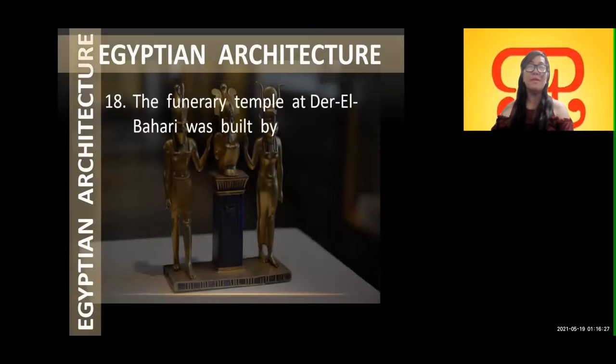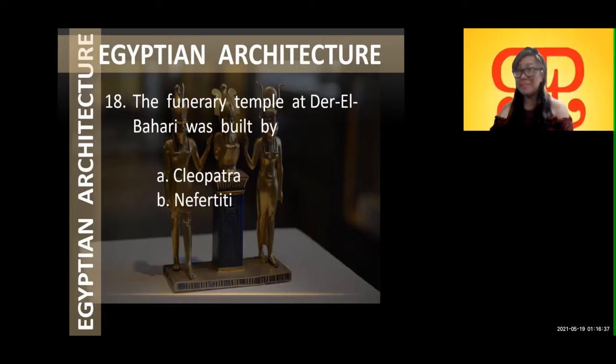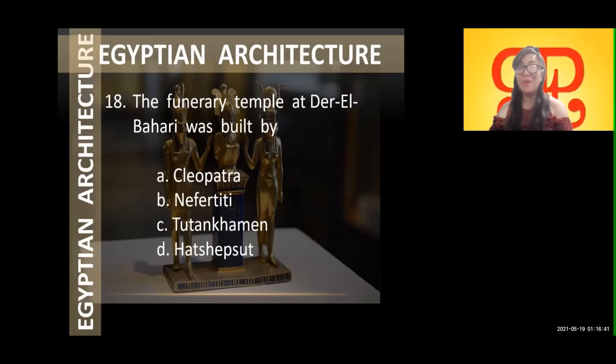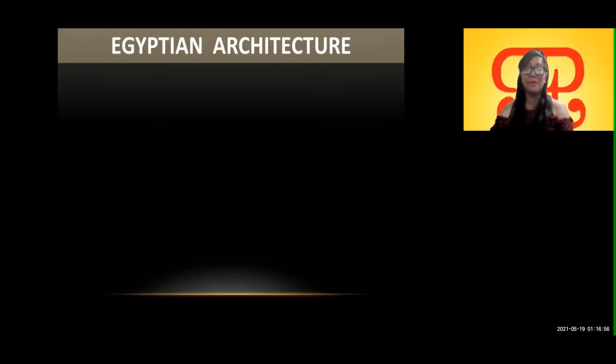Next, number 18. The funerary temple at Deir el-Bahari was built by, is it A, Cleopatra? Is it B, Nefertiti? Is it C, Tutankhamen? Or is it D, Queen Hatshepsut? So the answer here is, yes, it's Queen Hatshepsut. That is her funerary temple.